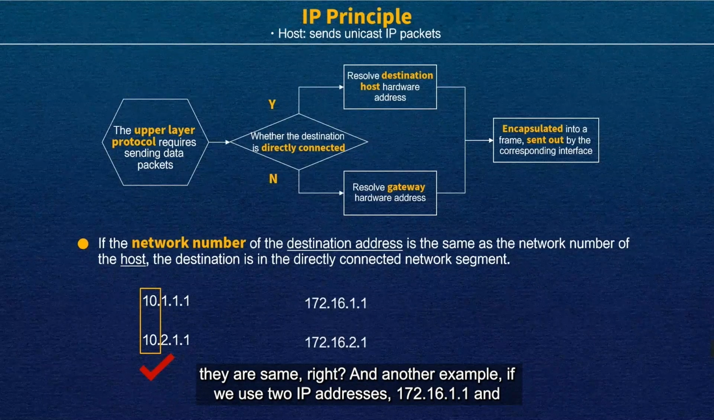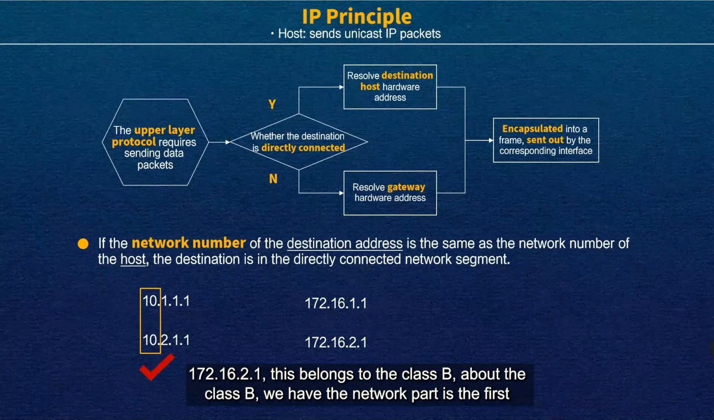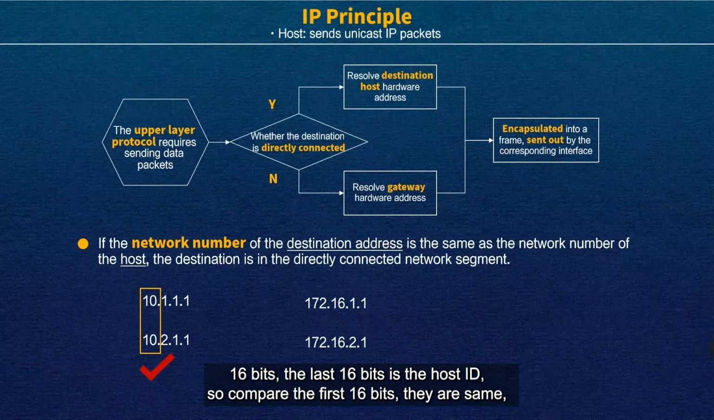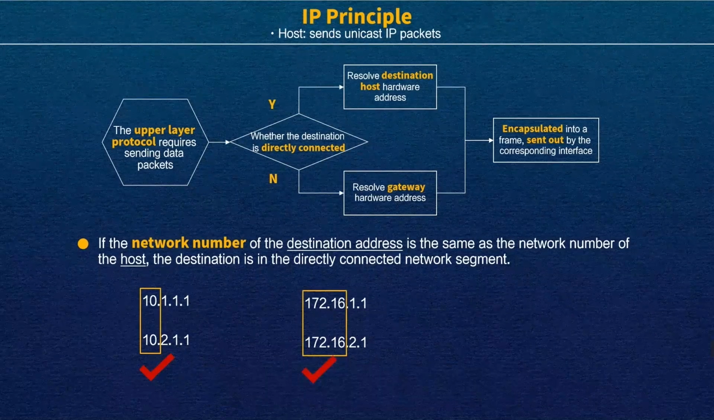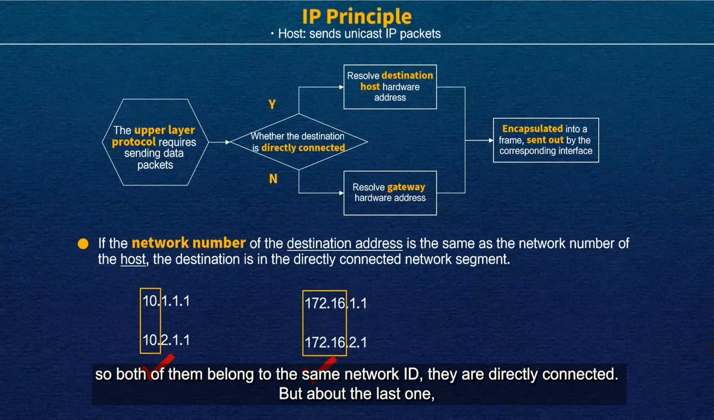And another example, if we use the two IP addresses 172.16.101.1 and 172.16.2.1, these belong to class B. About class B, the network part is the first 16 bits. The last 16 bits are the host ID. So compare the first 16 bits, they are the same. So both of them also belong to the same directly connected network.